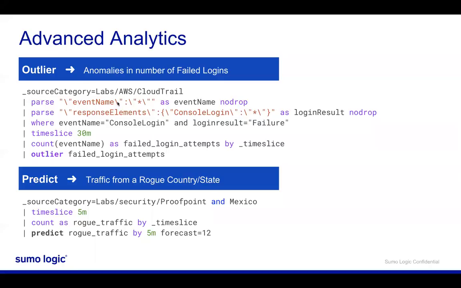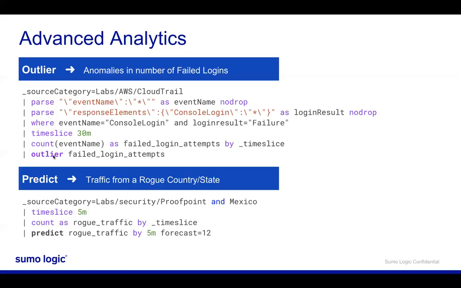I'm parsing the event name, and I'm parsing response elements and console login. And then with a where clause, I'm saying, listen, I only want those where event name equals console login and those which have a login result of failure. So I'm only looking for failed login attempts, right? So then if I just count all those messages, and I'm just giving it a pretty name called failed login attempts. I'm counting those messages by time slice because I created my time slice to allow me to see a trend over time. So now every 30 minutes, I can count how many login attempts I have, and then I can plot that out by using the outlier operator.